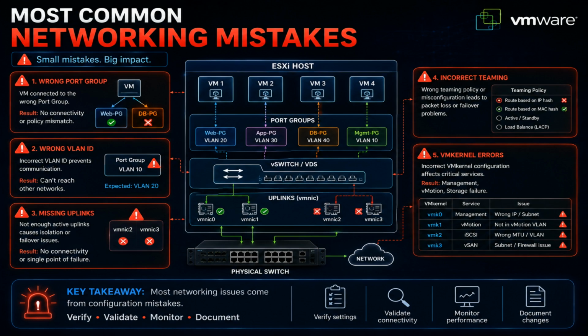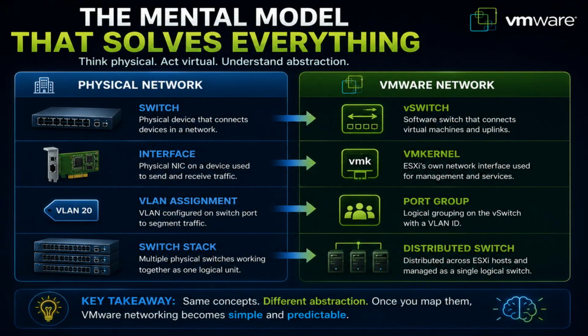So what's the easiest way to remember all these VMware networking concepts? Here's the mental model that makes everything click. Think of a physical switch as a vSwitch. Think of a network interface as a vMkernel adapter. Think of VLAN assignments as being applied through port groups. Think of a switch stack as a distributed switch. The concepts themselves haven't changed. Only the implementation has changed. Once you translate VMware terminology into familiar networking concepts, everything starts making sense.